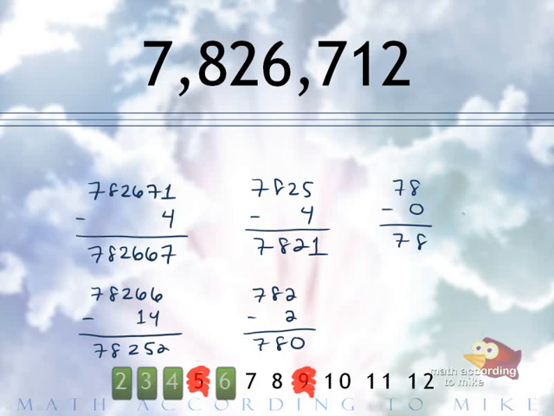Well, we can't go any further because we're going to start getting negative numbers, but the whole idea is notice that 77 is a multiple of 7, but not 78, which means our original number, 7,826,712, is not a multiple of 7. All that work for nothing.